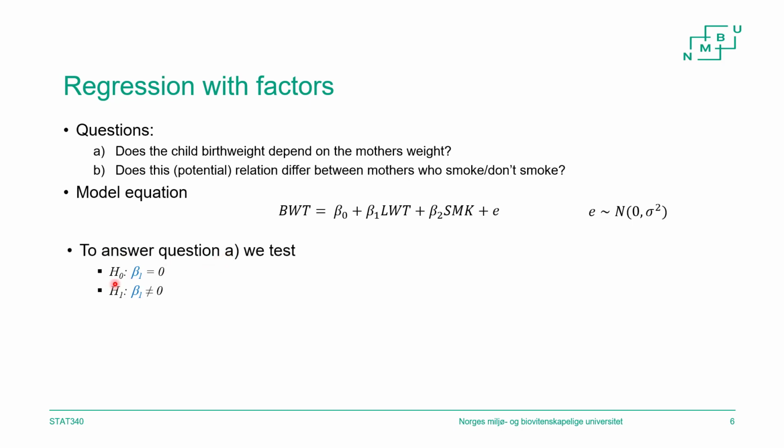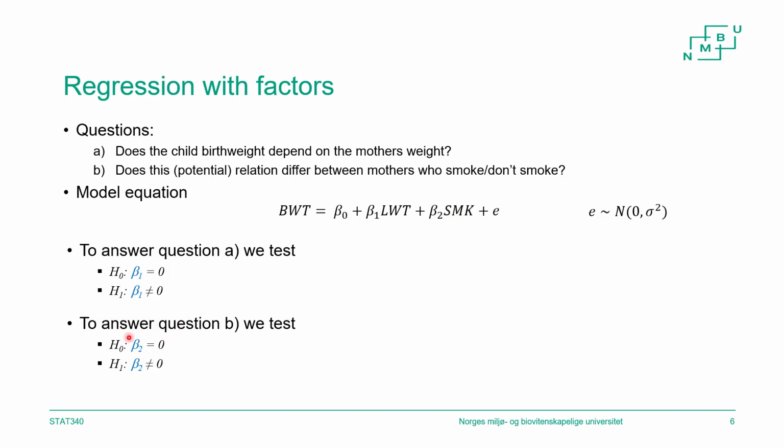To answer question A, we simply test, as we did last week, if this slope is 0 or not. This one, right? So that's no difference. Even if we added this term, it doesn't change this. To answer question B, we simply test this slope, you could say, but this is not really a slope, because this one is not numerical anymore, right? So we don't vary along an x-axis. It has only two values, either yes or no, 0 and 1, true or false, right?